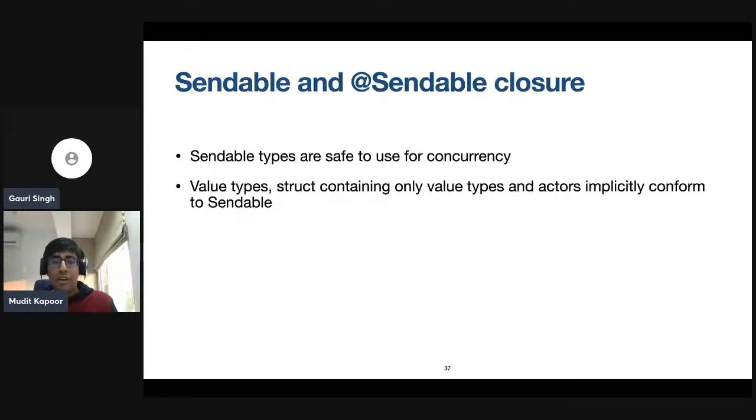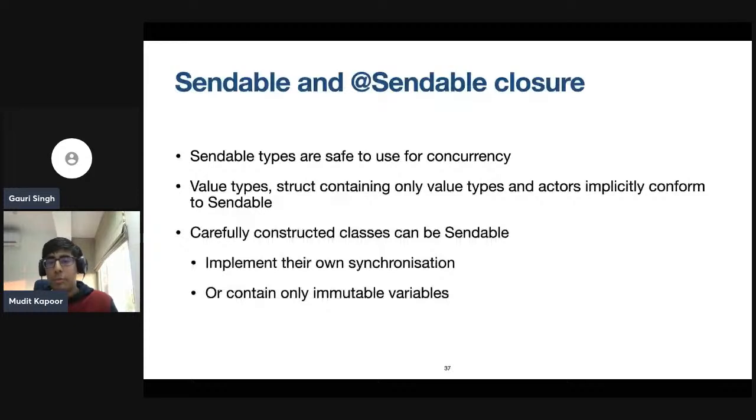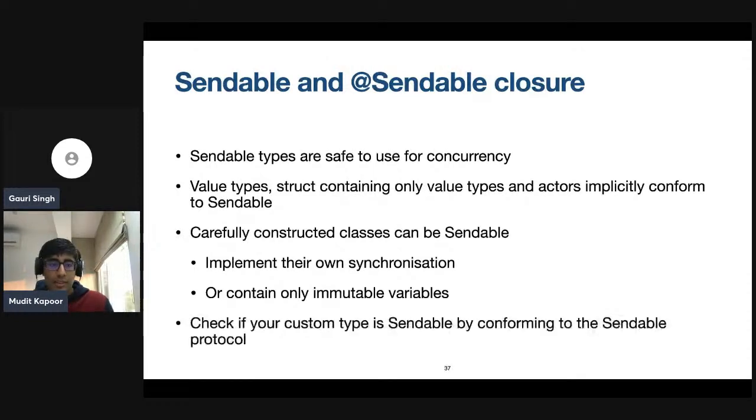And your classes can be Sendable, but you have to be very careful about them. You either implement your own synchronization, or you only contain immutable variables. So in that case, your classes can be Sendable, but it's just much easier to use the structures and the actors that we'll be introducing later on. Structures you already know, but actors we'll be introducing later on. And you can even check if your custom type is Sendable by conforming to the Sendable protocol.